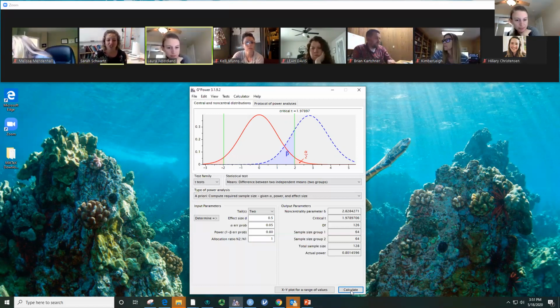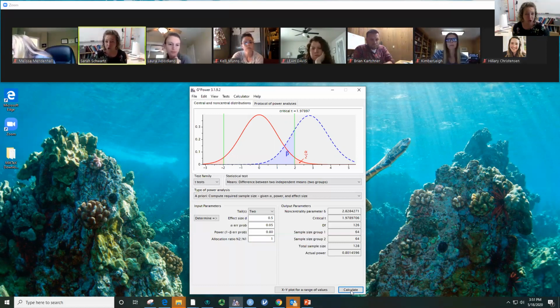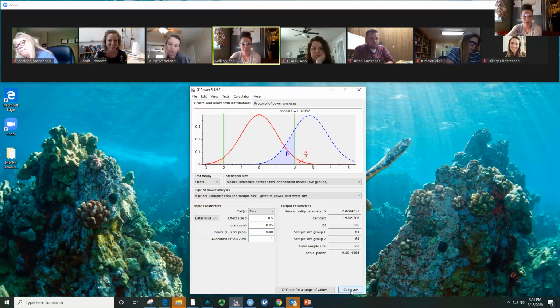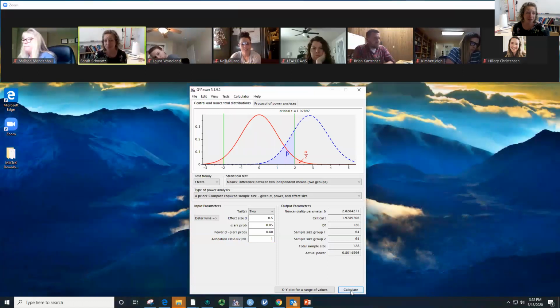64. 64 in each group for a total of 128. Now this is the sample size we need with complete data. If this is the sample size that G-Power says you need complete data on, what are you going to go try to enroll? Just 128? What happens if you enroll just 128? Some are going to drop out. Do you know how many are going to drop out?